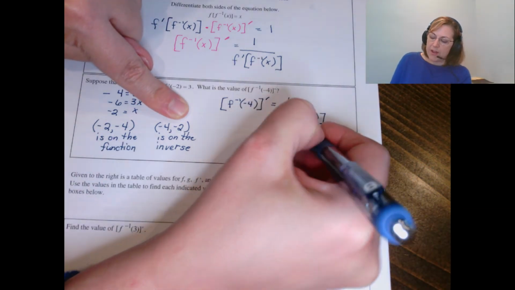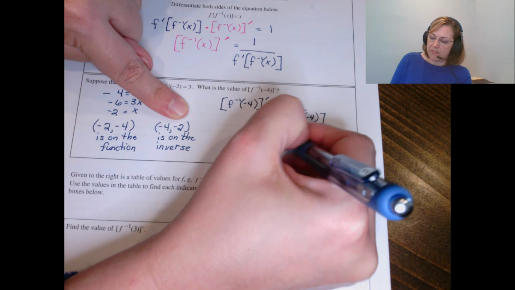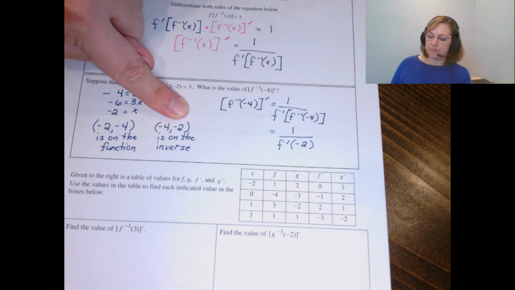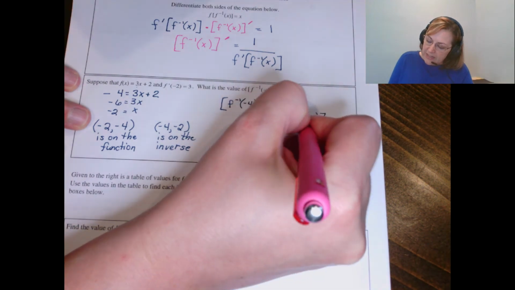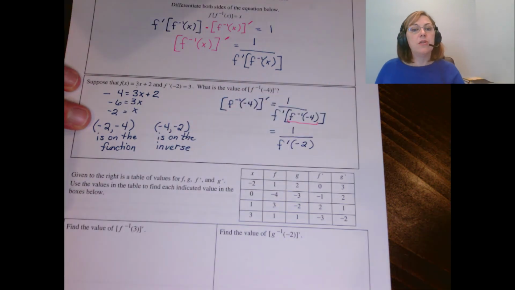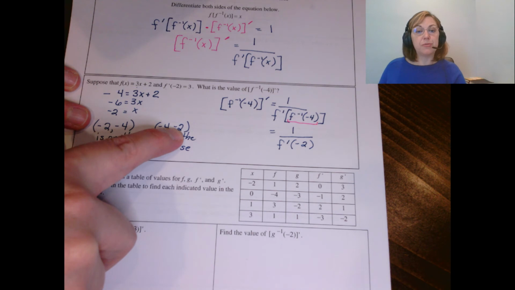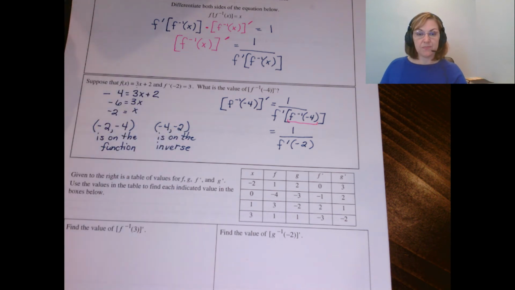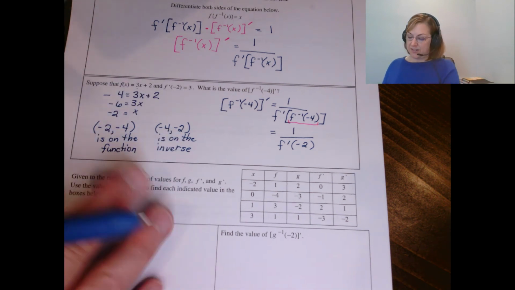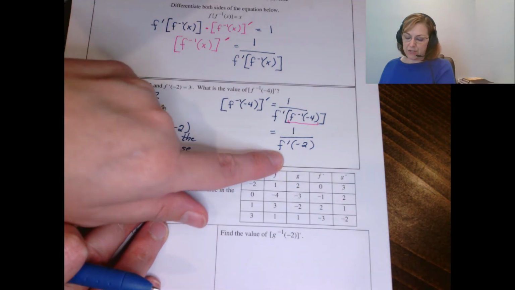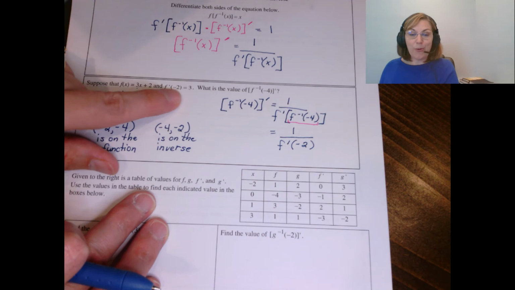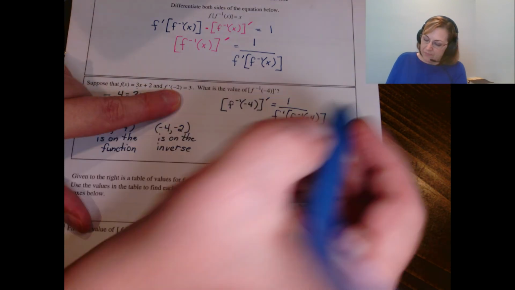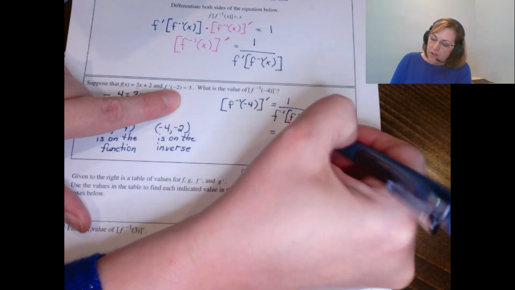So I've got 1 over the derivative of the function at negative 2. Do you see what I did there? I replaced the inverse of negative 4 with negative 2. Now, the beauty of the rest of this is the derivative at negative 2, we were told, is 3. So this equals 1/3.